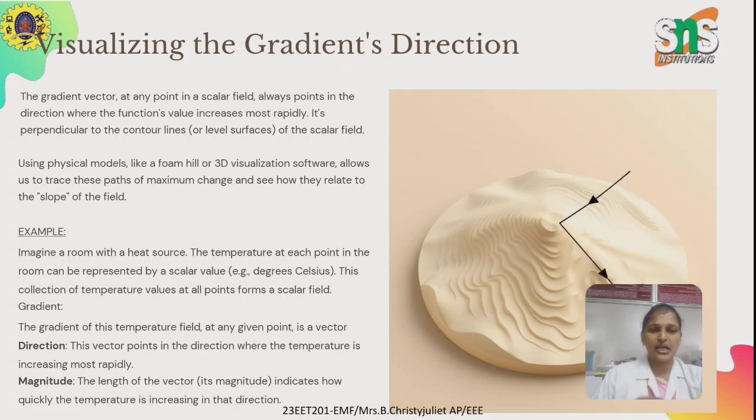If we observe this scalar value, it will be increasing in a particular direction, which shows the source point where the temperature is at its maximum. The gradient of this temperature field at any given point is a vector which has both direction and magnitude, where the direction points toward where the temperature is increasing most rapidly, and the magnitude of that vector, its length, tells how quickly the temperature is increasing in that particular direction.